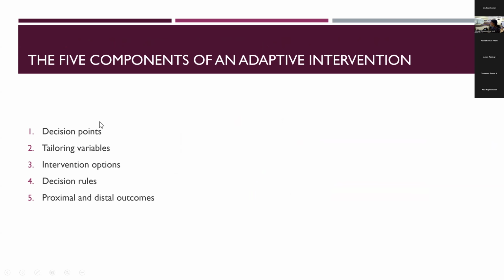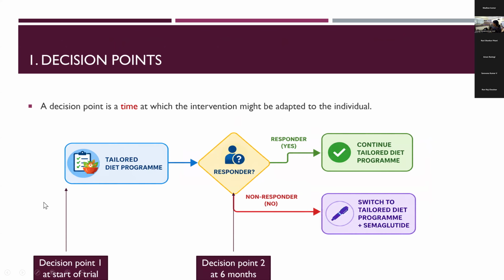Now, the decision point here is the point at which you make decisions for the individual patient. So at the start of the trial, you are going to tell them you are going to have a tailored diet program. Then at 6 months into the trial, you are going to tell them, let me measure how much weight you have lost. If you have lost less than 2 kilos, you are a non-responder. If you have lost 2 kilos or more, you are a responder.